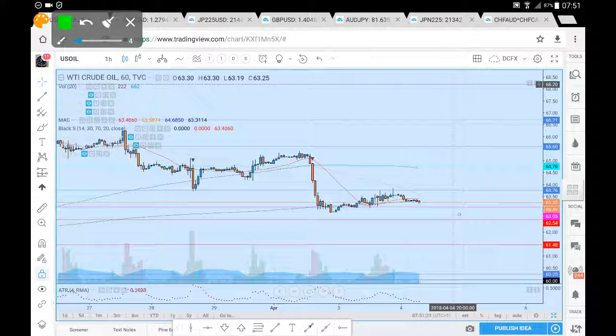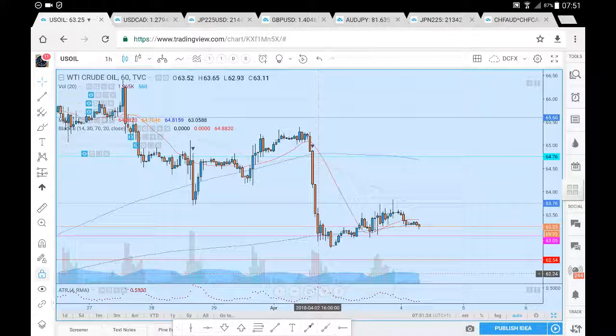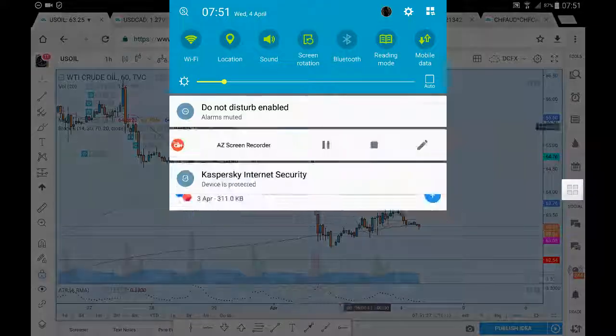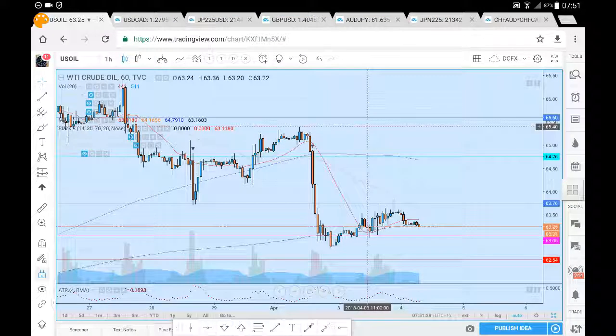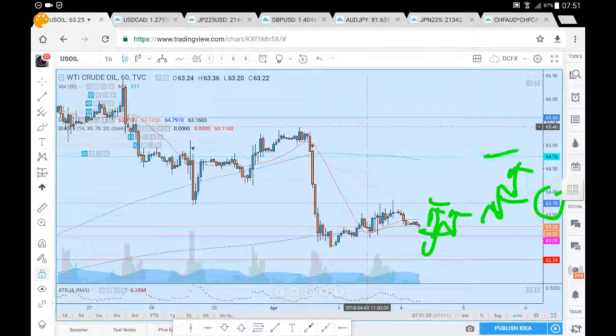If, however, we do find support at the 63.05 or the 62.54, and we are able to break back above the 63.05, we're then looking for prices to retest the 63.76, from which we did previously find resistance. If, however, we do break and hold above the 63.76, we're then looking for prices to progress towards that 64.76.